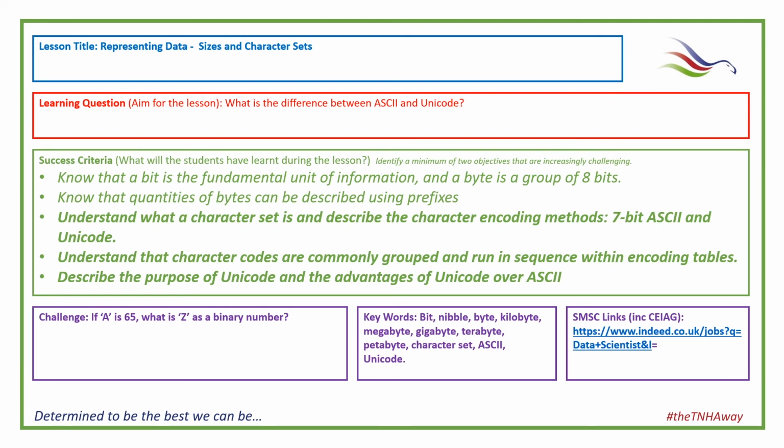Today, we finished off this second part of the lesson. You should now know what a character set is. You should now be able to describe ASCII and Unicode. You should be able to say why we group the codes together and run them in sequence so we can sort them. And also, what are the advantages of Unicode over ASCII? Far more characters, all languages supported. You can support graphics. And that's the end of this lesson. Cheers.